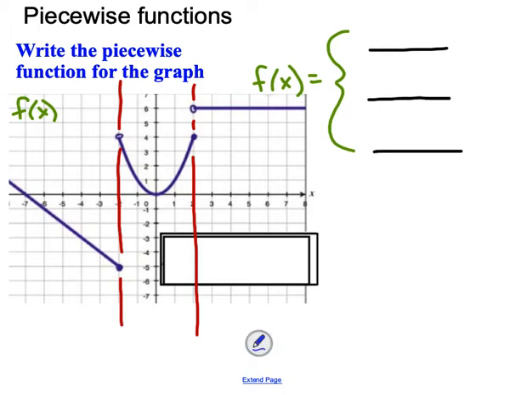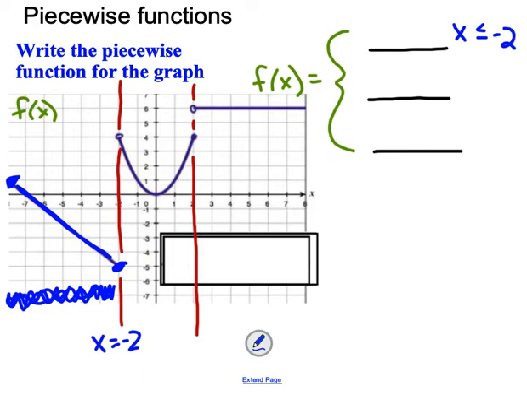Okay, so my first one, I'm going to have this function. I'm going to call it the blue one. It's on the left. It looks like it goes, let's just put an arrow here and assume it goes to negative infinity and it stops. This boundary line is x equals negative 2. And I notice that there's a colored in dot there. So whenever x is less than or equal to negative 2, it's going to be this line right here. So that would be my first boundary when x is less than or equal to negative 2.